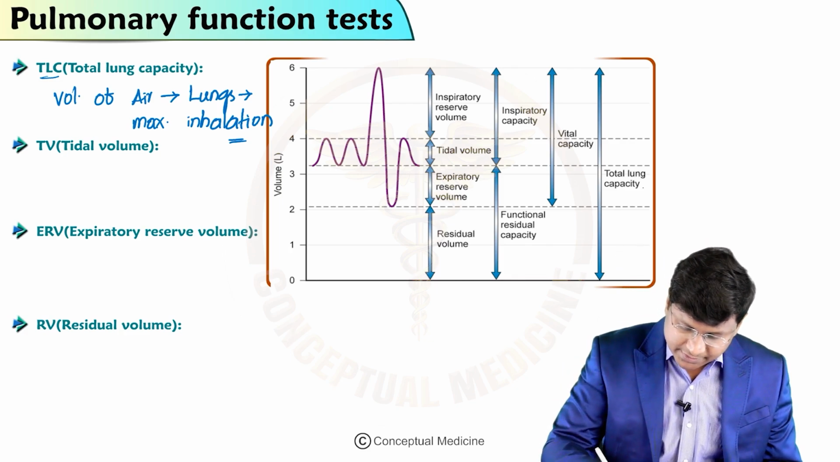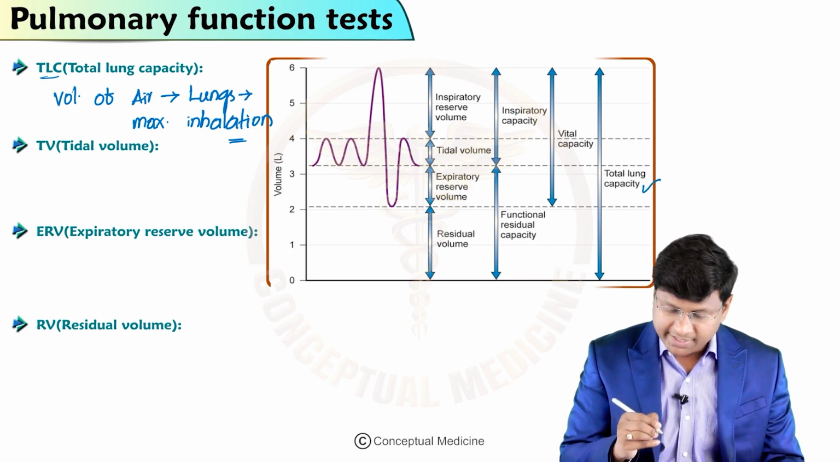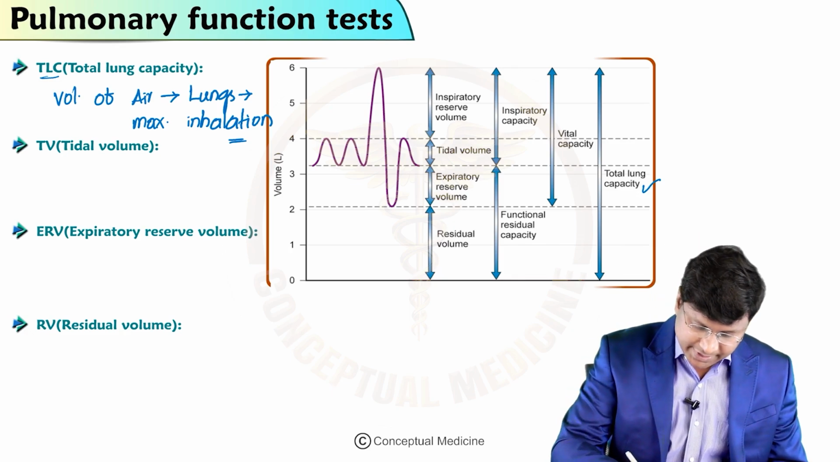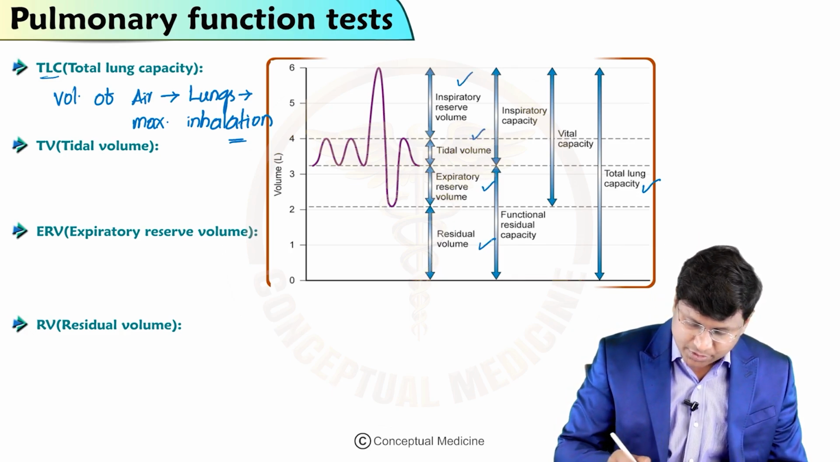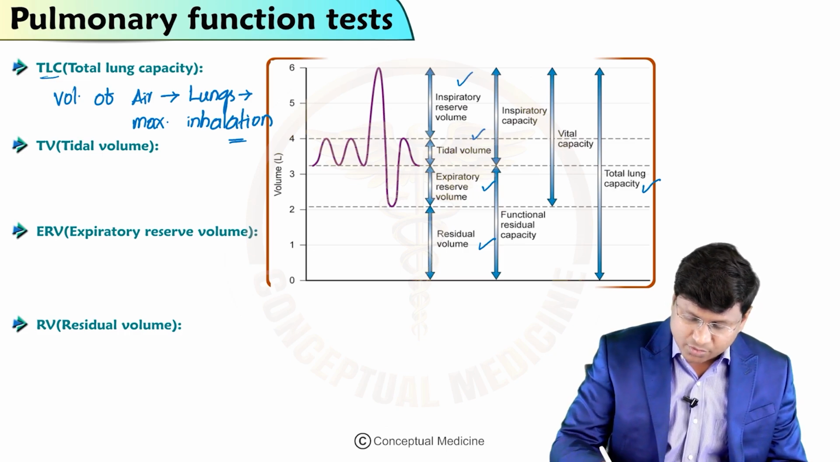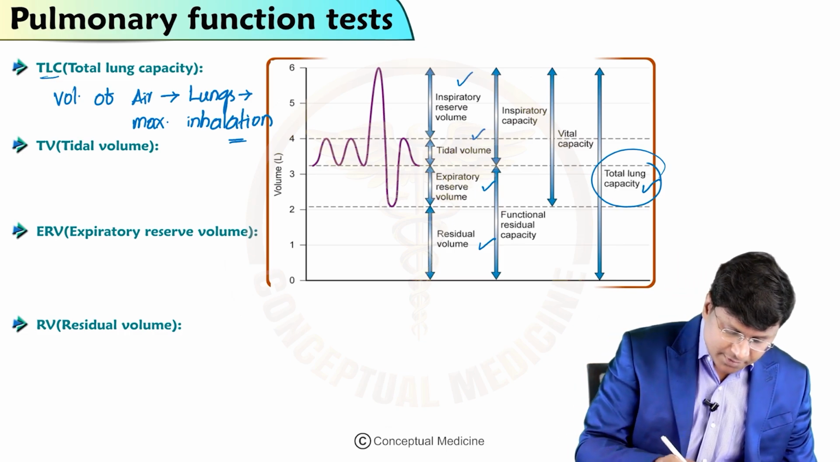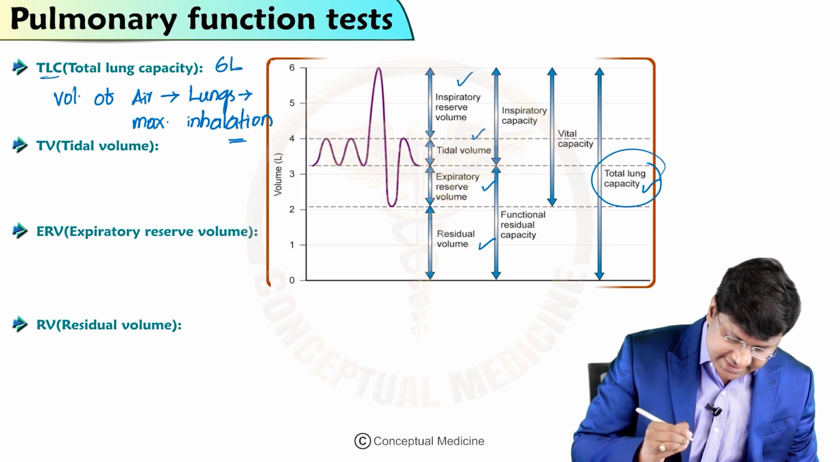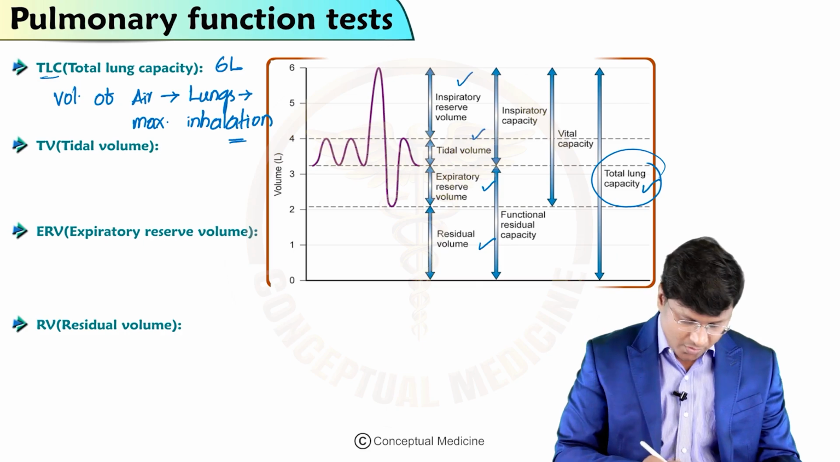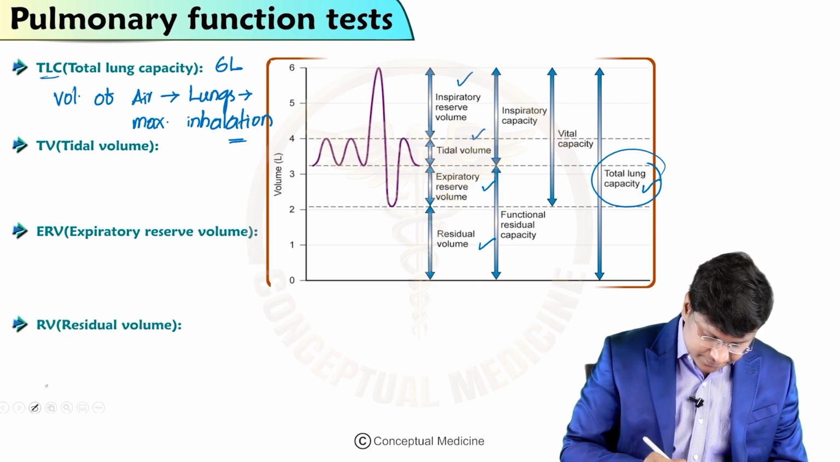So, now you see here, this is your total lung capacity. What are all included in total lung capacity now? Inspiratory reserve volume, tidal volume, expiratory reserve volume and residual volume. All these volumes are included in the total lung capacity. Now, how much is the normal total lung capacity? It is around 6 liters.